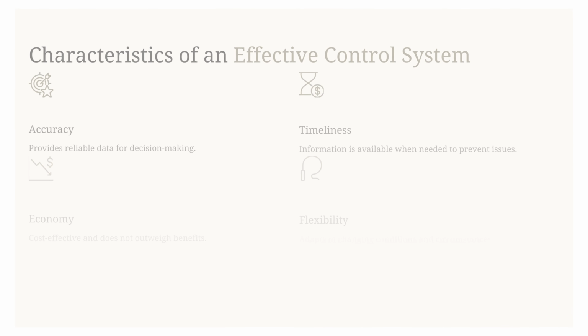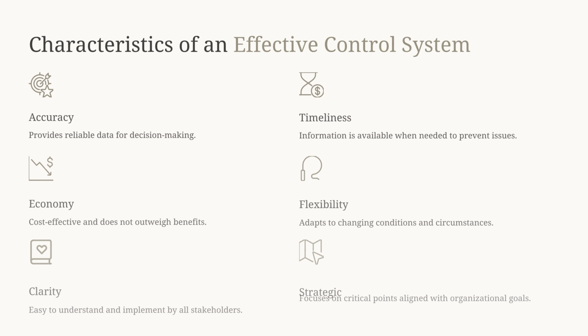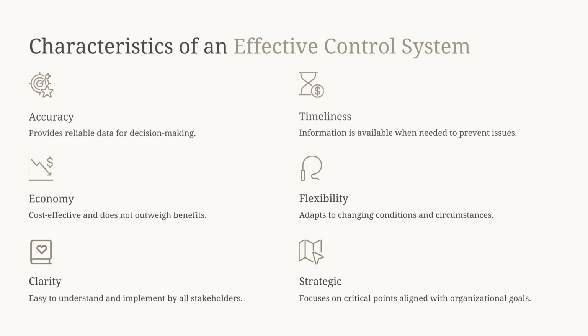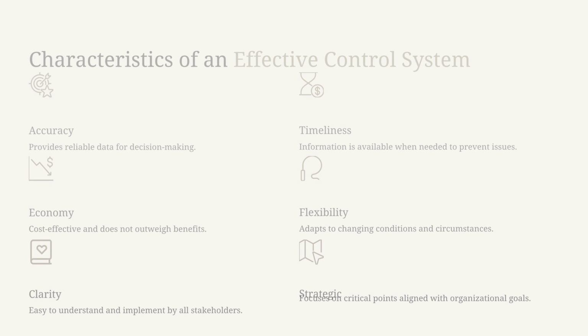Characteristics of an effective control system. Accuracy. Timeliness. Provides reliable data for decision-making. Information is available when needed to prevent issues. Economy. Flexibility. Cost-effective and does not outweigh benefits. Adapts to changing conditions and circumstances. Clarity. Strategic. Easy to understand and implement by all stakeholders. Focuses on critical points aligned with organizational goals.